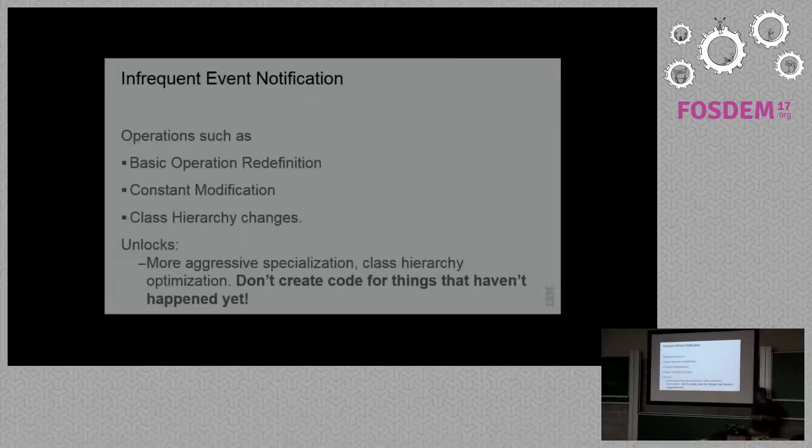Similar things include modifying constants and changing the class hierarchy. These unlock new kinds of optimization. We can be more aggressive in our specialization. We can actually start optimizing our calls based on assumptions about what the class hierarchy looks like. If the VM tells us when it changes, we can then adapt. Essentially, the goal here is don't create code for things that haven't happened yet. I don't want to have to generate code to check whether or not you've redefined plus, unless you've redefined plus.